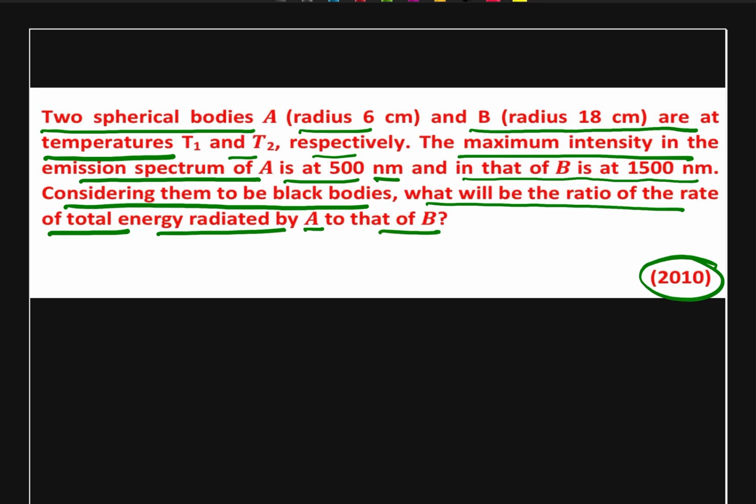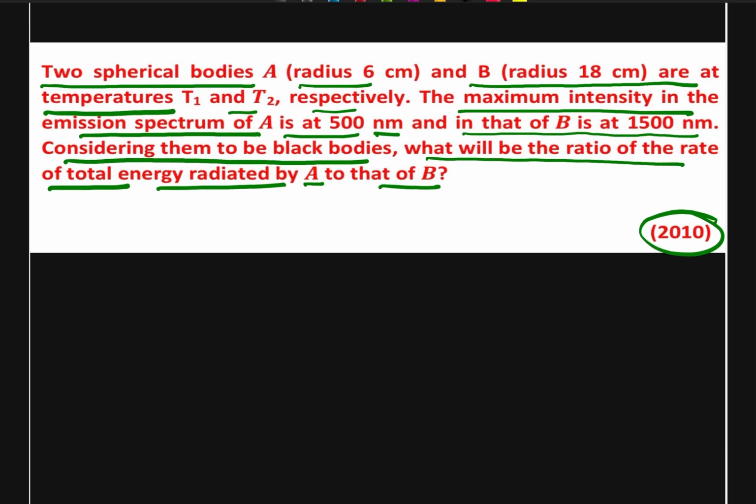So this is directly based on our Stefan-Boltzmann law. So we can write that, according to the Stefan-Boltzmann law, our power radiated P is equal to sigma, and we have area and temperature raised to power 4.